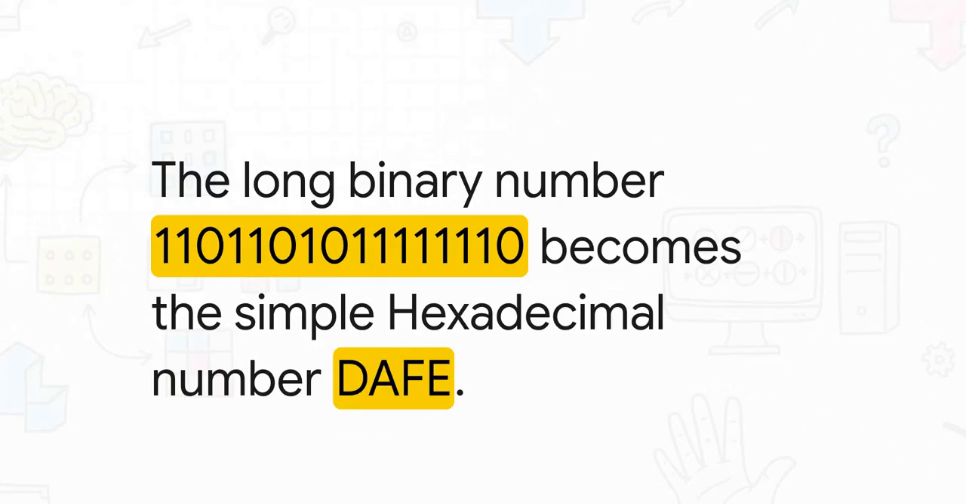So let's go back to that terrifying wall of numbers from before. If we break it into groups of 4, 1101, 1010, 1111, and 1110, and then use our new decoder key, that long, ugly string becomes the simple, clean, and totally readable hexadecimal number, DAFE. I mean, come on, that's so much easier to write down and remember.